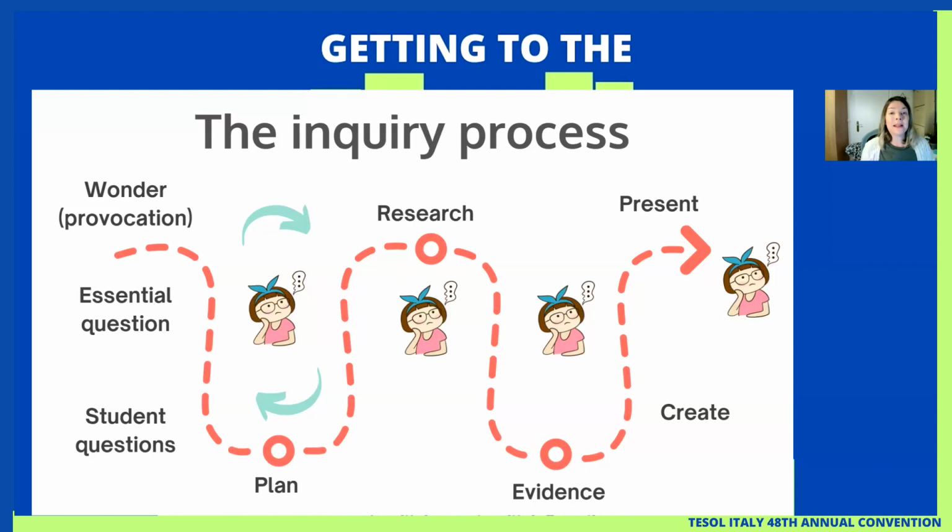And then we plan the research stage. Students carry out their research and then they collate their learnings, everything they've learnt. This is the evidence stage. And then they create a product which they then share with the class and which answers the essential question. So that's a really quick 1 minute summary, but don't worry because we're going to look at some of these stages in a bit more detail in the rest of the talk.